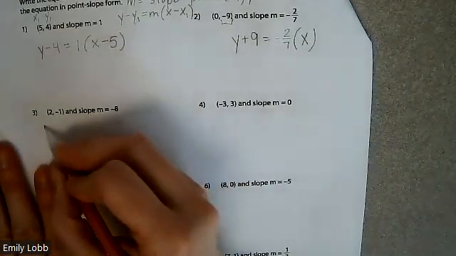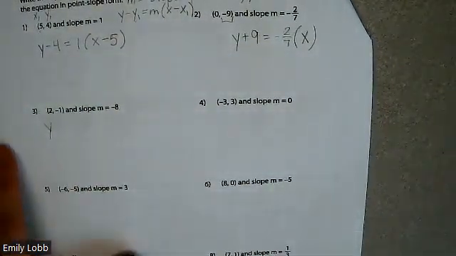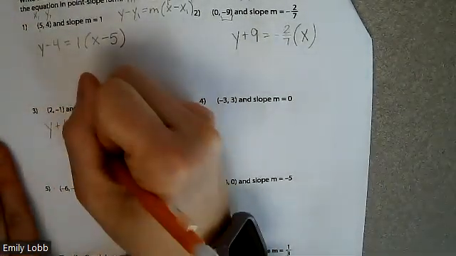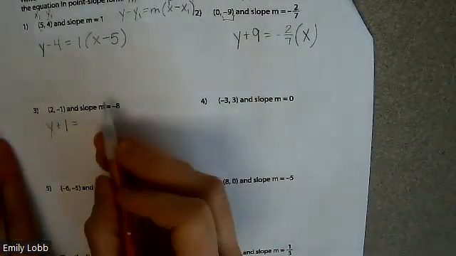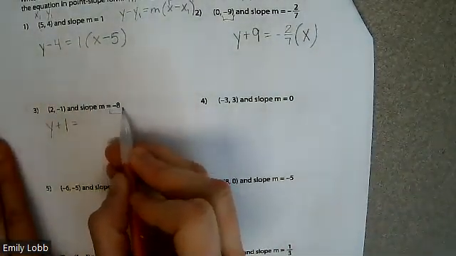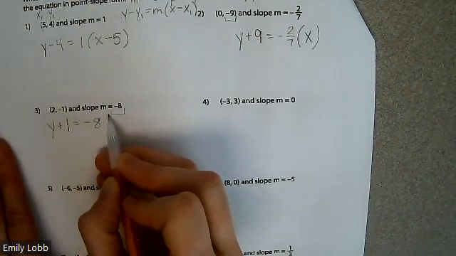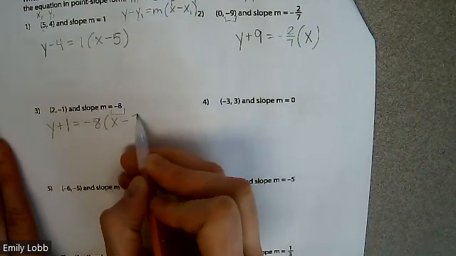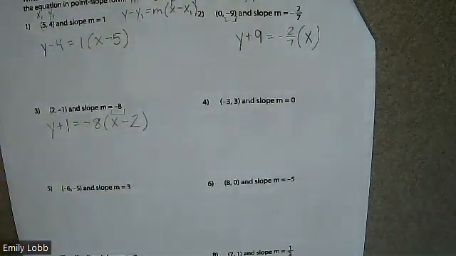So we have y and the opposite of our y value. So we're going to say +1 is equal to our slope, which here is what? -8. And then we're going to open our parenthesis and x minus our x value. That's it.